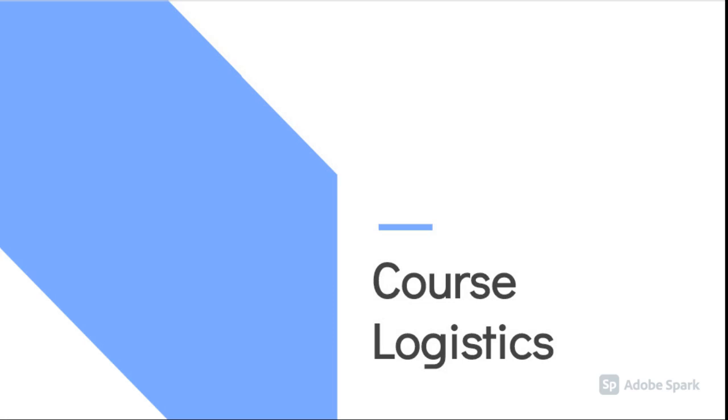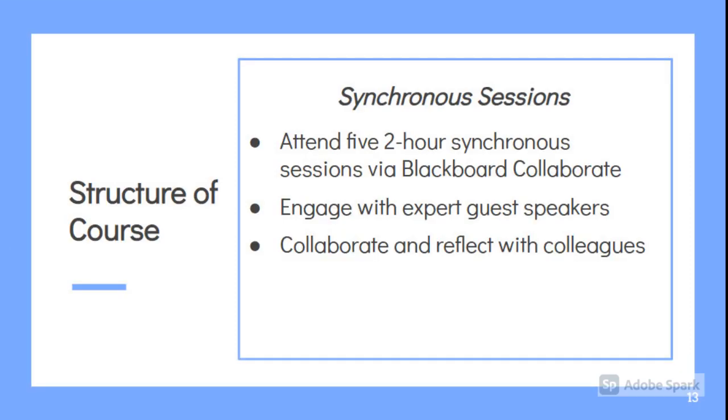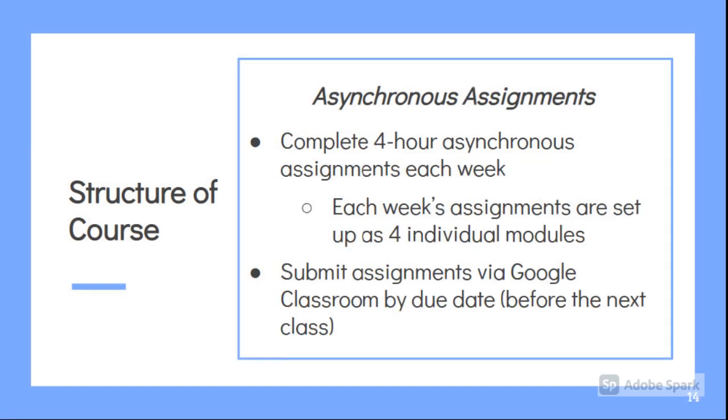Now let's talk a little bit about the course logistics. What will this course look like? We will have 5 synchronous sessions of learning using Blackboard Collaborate Ultra. During these synchronous sessions, you'll engage with expert guest speakers and collaborate and reflect with colleagues. The synchronous sessions are 2 hours long. In addition to our synchronous sessions, you will also complete asynchronous assignments each week that lay the groundwork for our synchronous time together. Each week, the assignments will be set up in 4 modules of varying lengths.